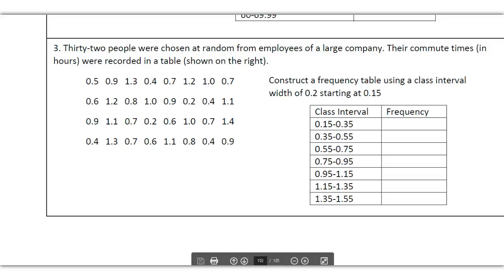Now for example 3, you see the class of interval they set up. You have to be careful as you read your numbers. Again, I put my finger here, 0.5. So where would 0.5 be? Well, right there. 0.9 would be right there. And then 1.3 would be right there. And then 0.4 would be right there.